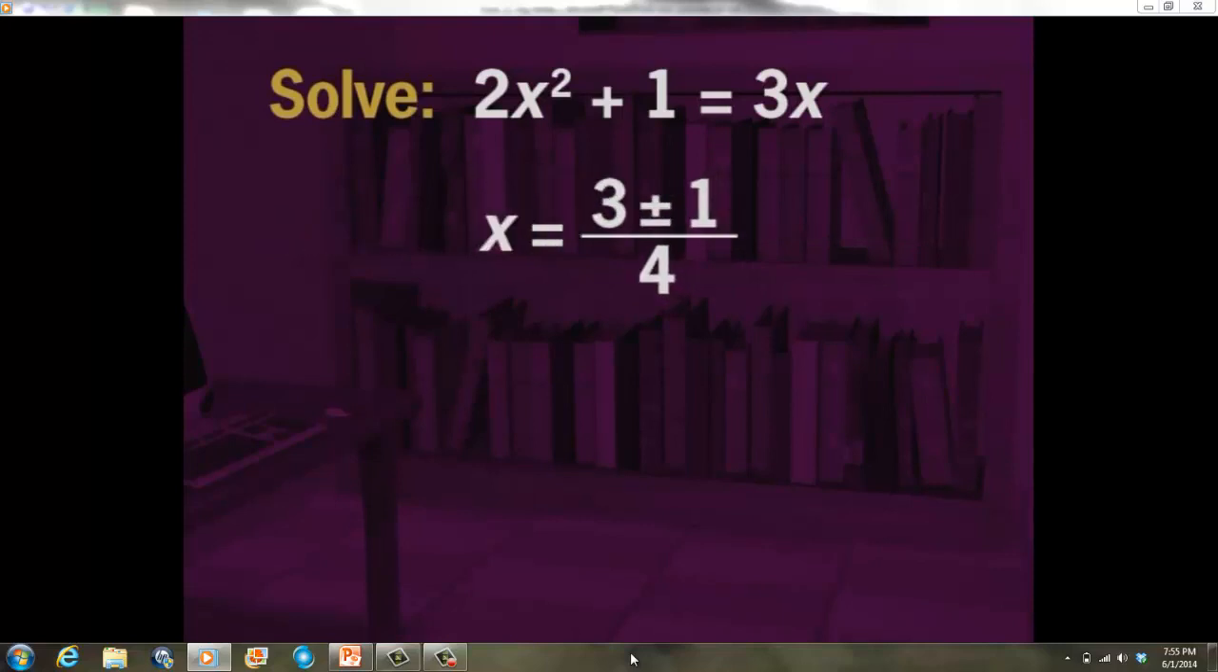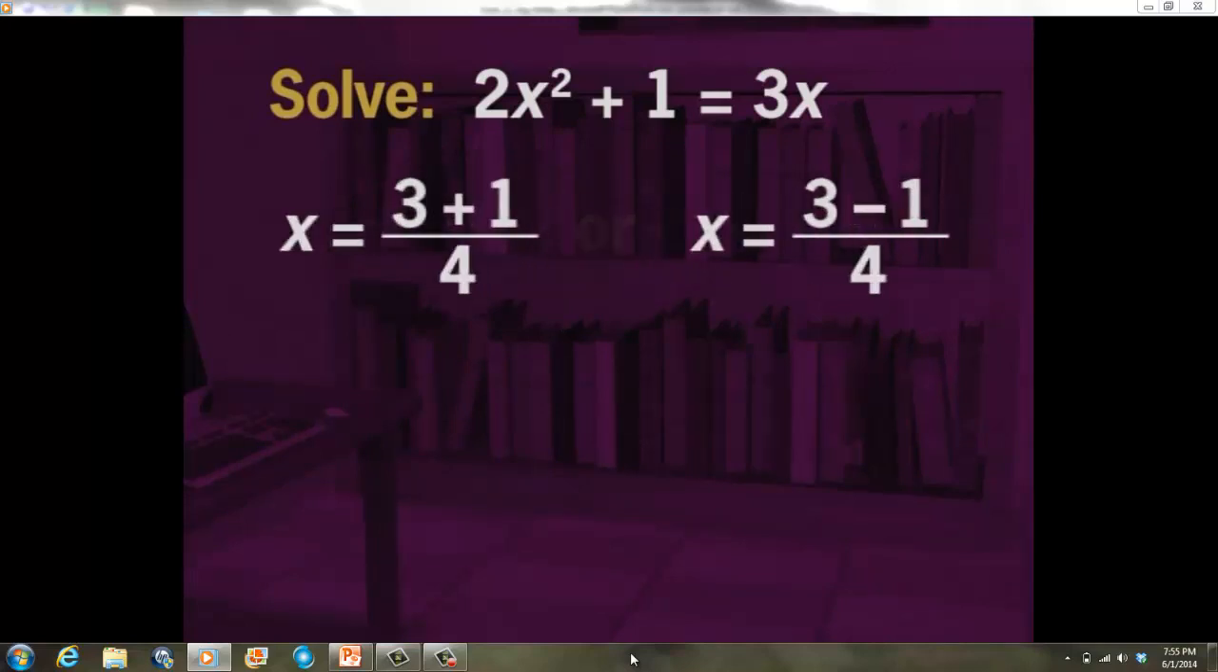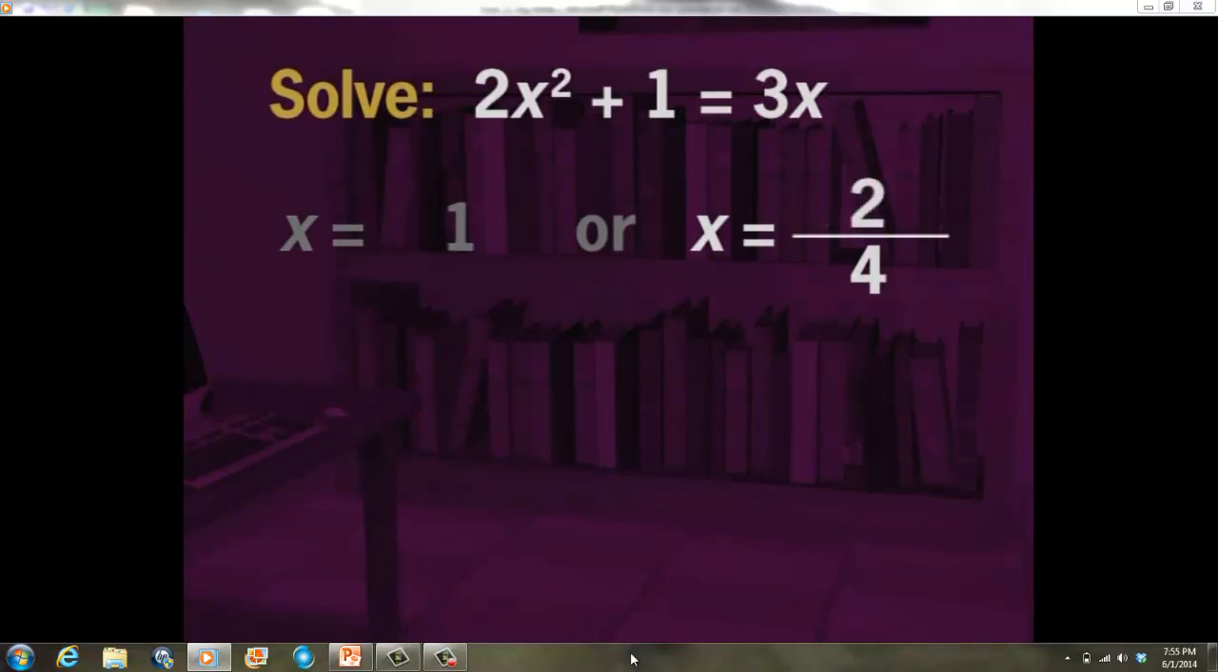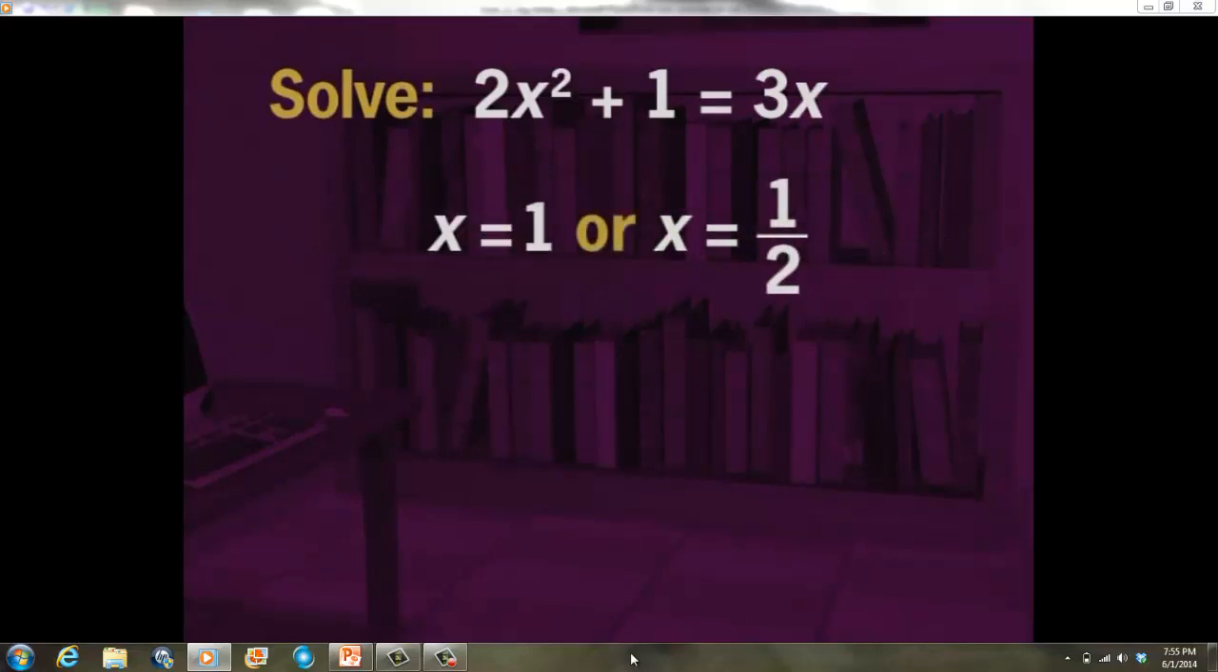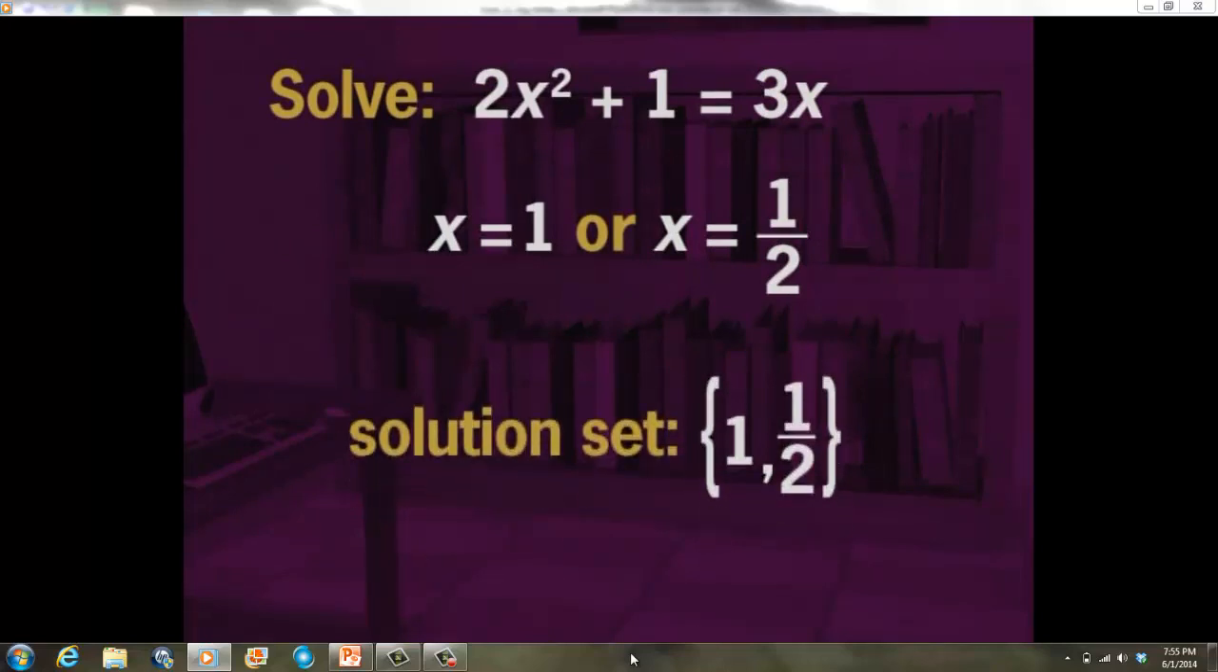Remember that this equation is shorthand for two equations. The plus or minus sign means that x equals 3 plus 1 divided by 4, or x equals 3 minus 1 divided by 4. Solve the first equation. 3 plus 1 is 4, and 4 divided by 4 is 1. Now the other equation. 3 minus 1 is 2, and 2 divided by 4 is 1/2. X equals 1 or x equals 1/2. The solution set consists of 1 and 1/2.